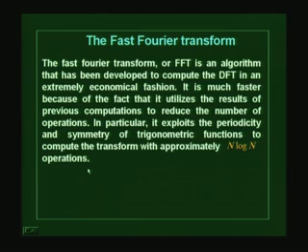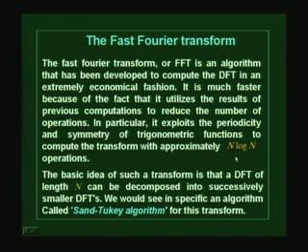So one way to go around this is to use what is called a fast Fourier transform. This is a very clever technique which allows us to compute this discrete Fourier transform in n log n operations. We use the symmetry of the trigonometric functions to compute this discrete Fourier transform in n log n operations. So that's what we would now be looking at.